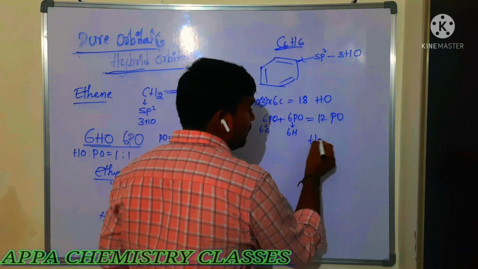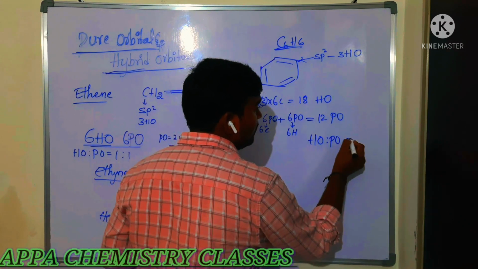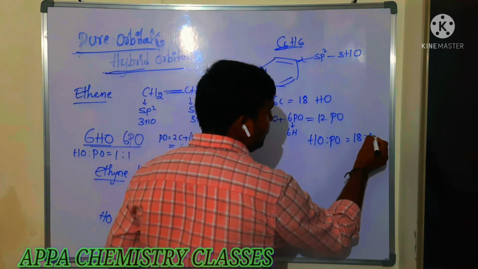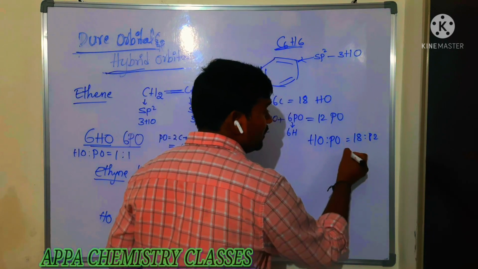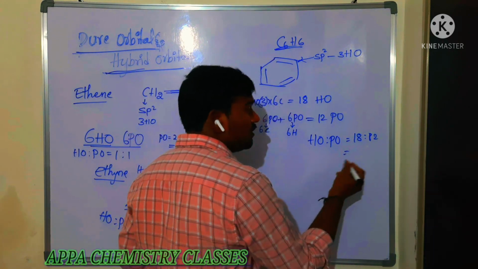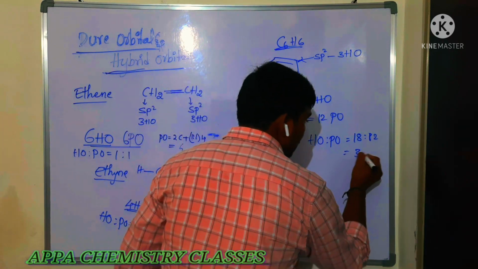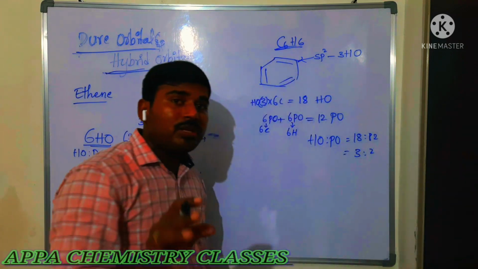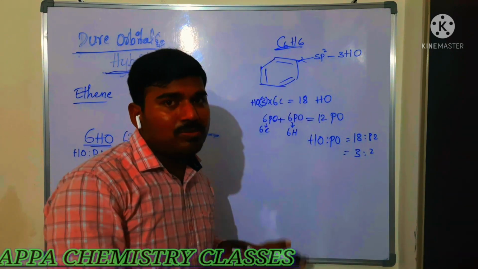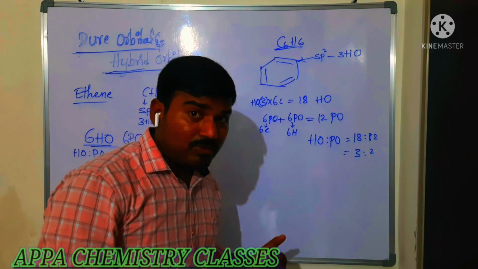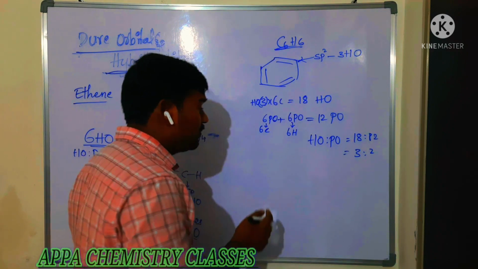So what is the ratio of hybrid orbitals to pure orbitals here? 18 is to 12. Is that clear? 18 is to 12 in the sense, you can take 6 3s, 6 2s, 3 is to 2. Is that clear? Which is most important one.